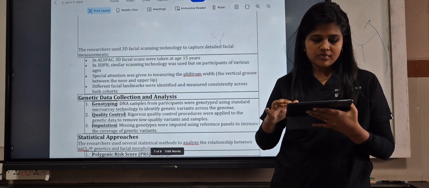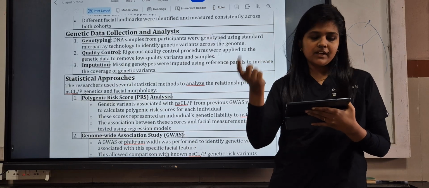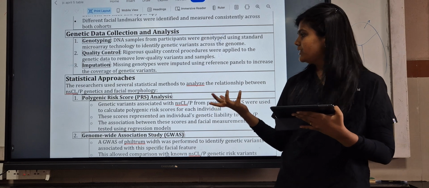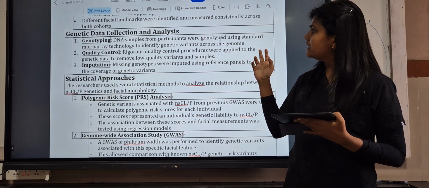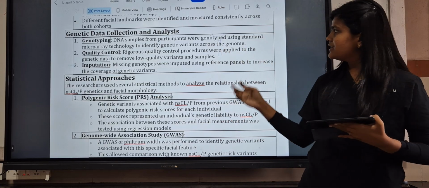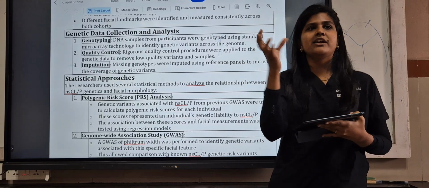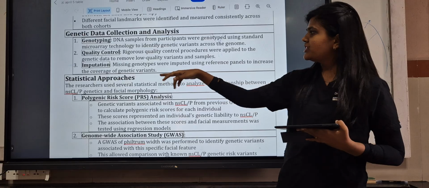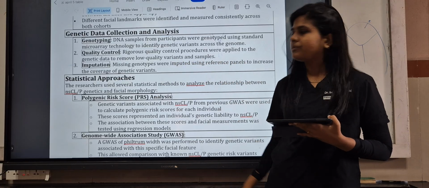They started with the facial phenotyping. Then they moved on to genetic data collection and analysis. For genotyping, they took DNA samples from participants and used standard microarray technology to identify genetic variation across the genome. Next they made sure the quality control was good, and for imputation, missing genotypes were imputed using reference panels to increase the coverage of the genetic variants.